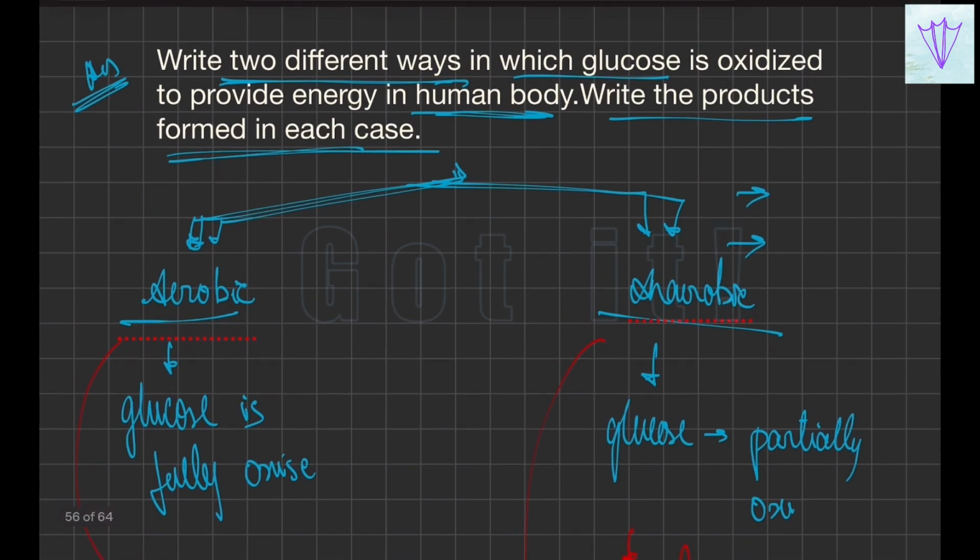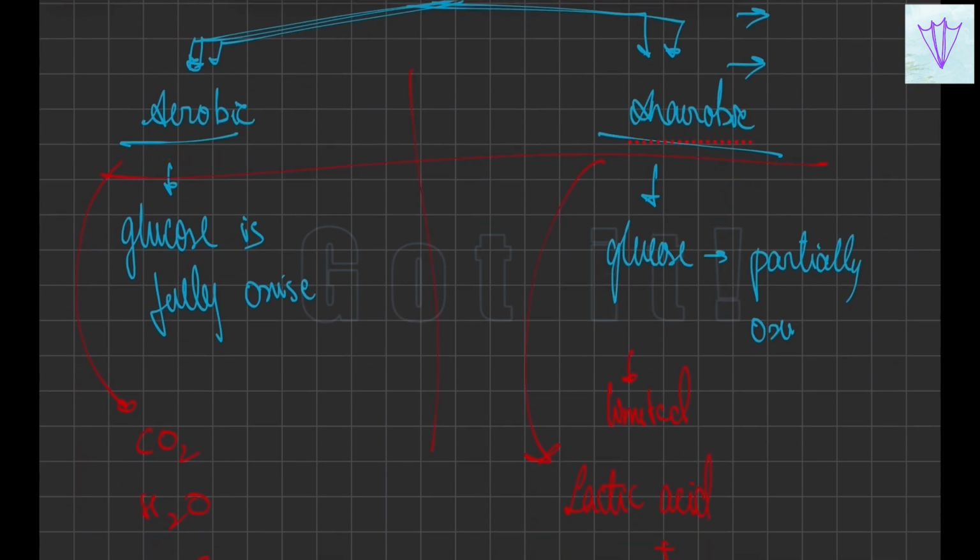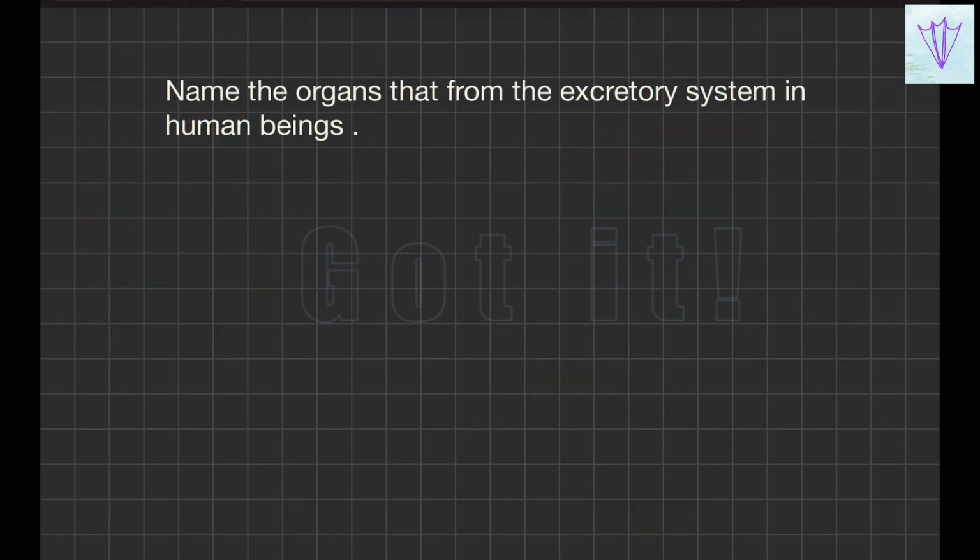If it's for a long answer, you have to mention it properly with all the steps. But if it's for a short answer, writing like this will help you gain marks. Next question, they are asking: name the organs that form the excretory system in human beings.